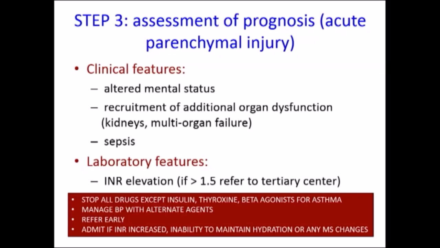And so in the setting of acute injury, the things that tell you the patient is in trouble and you need to get the patient to a tertiary care center with a transplant program are if they have any alteration in mental status, or if you have recruitment of additional organs, your kidneys start malfunctioning, you're heading into multi-organ failure. And what really kills these patients at the end is sepsis. So if there's anything that suggests that these things have occurred, the patient is spiraling, and you need to get them out of there to a center with a lot of resources to give the patient their best chance at survival. Because this is a potentially very serious condition, and people die of acute liver injury.